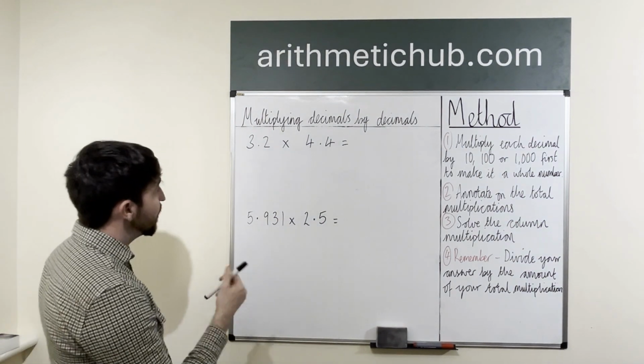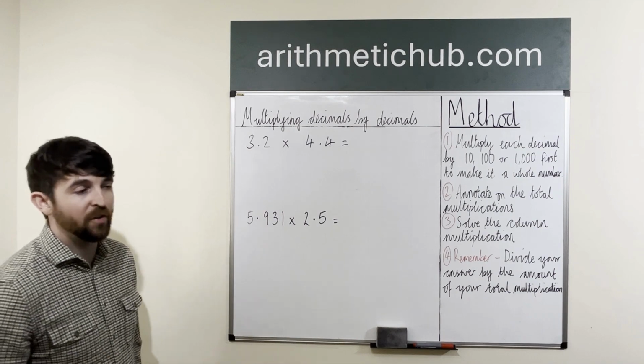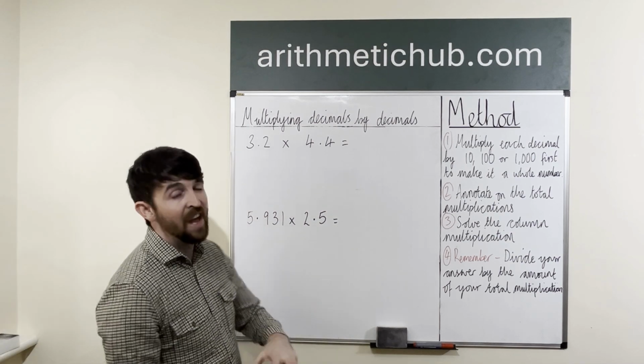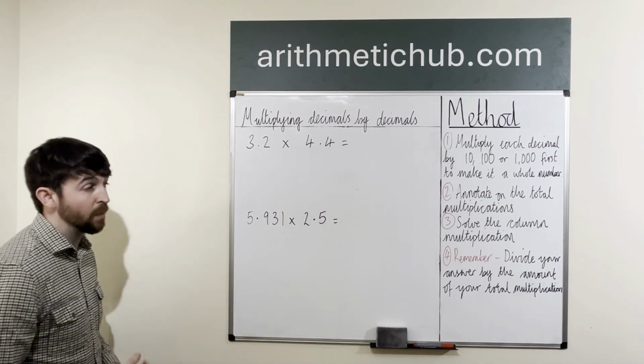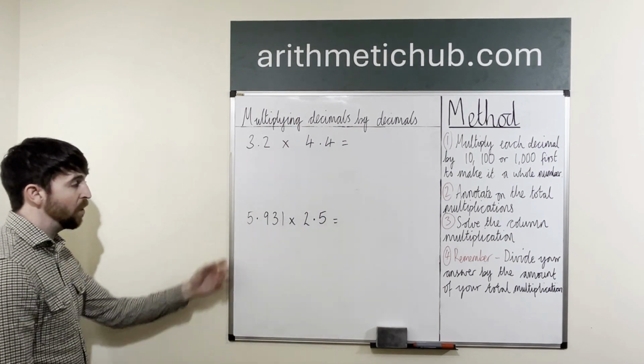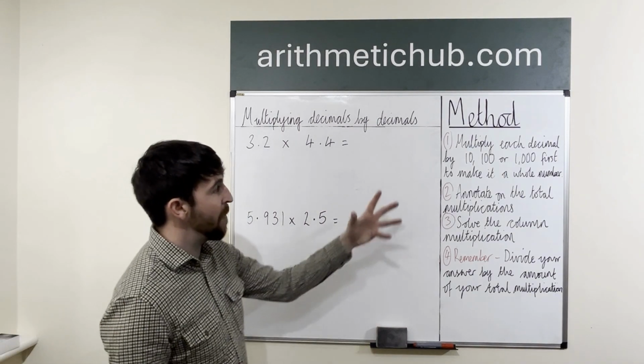Hi everyone, so today we're going to have a look at multiplying decimals by decimals. Now, we've had to look at multiplying decimals by whole numbers, we've had to look at multiplying decimals by 10, 100 and 1000. This is slightly different, but it's going to draw on some of those skills. So, we've got questions that look like this: 3.2 times 4.4, 5.931 times 2.5. So let's check in with what our method's saying.